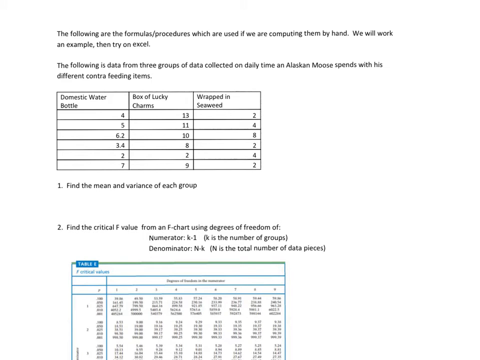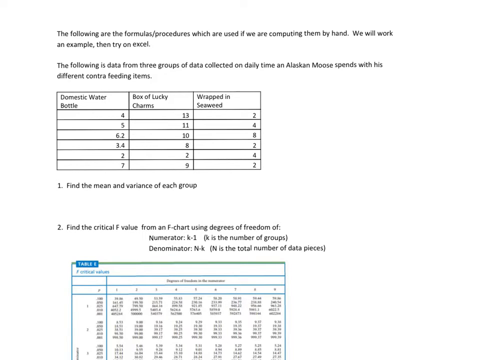So let's go ahead and look at an example using the ANOVA. I'm going to say I have data collected from three groups on the daily time the Alaska moose spends with his different enrichment items. So these were three items placed in the enclosure for the Alaska moose, and these are the number of minutes that the moose spent with these items. We have a water bottle, we have Lucky Charms, and we have something wrapped in seaweed. And these are all in minutes. So we have these three groups. We want to perform an ANOVA test to see if at least one of these pairs is different. We're really trying to see, does one stick out from the other?